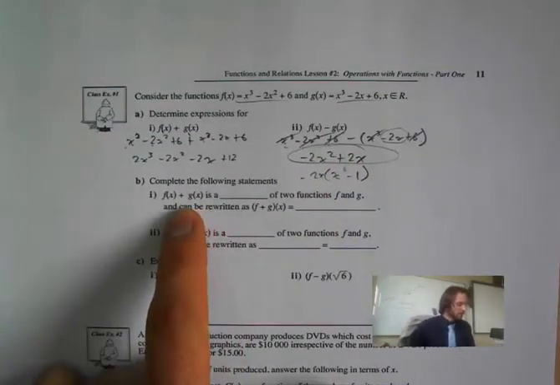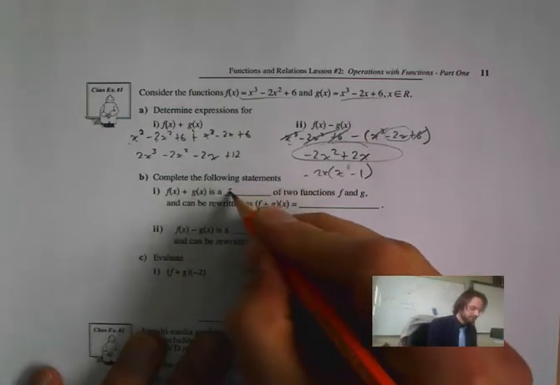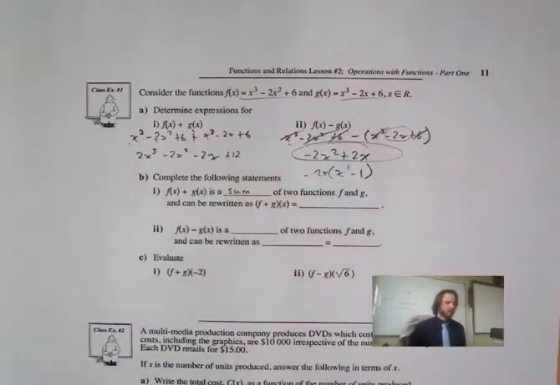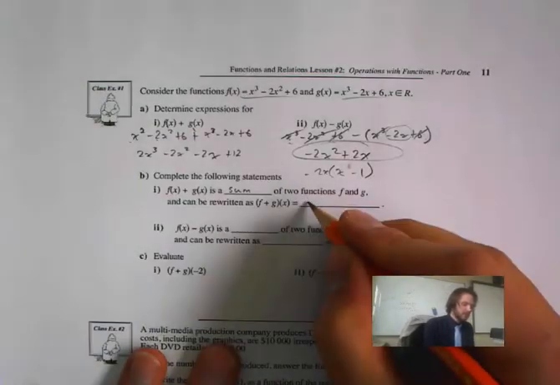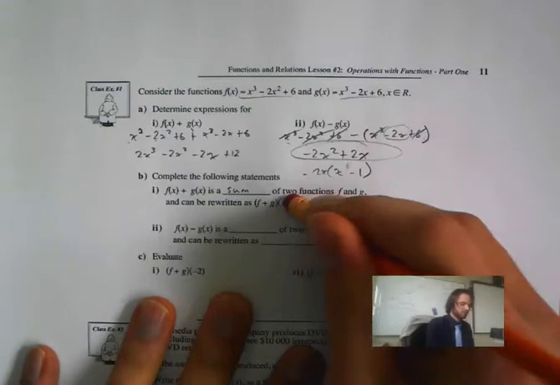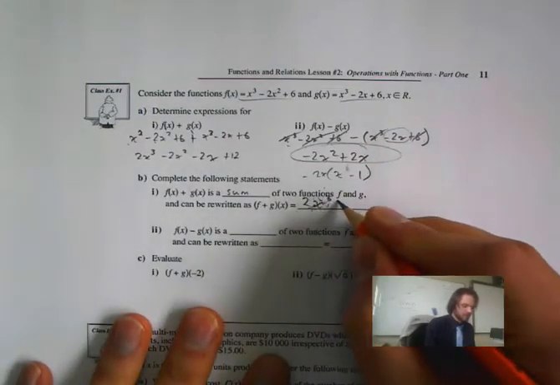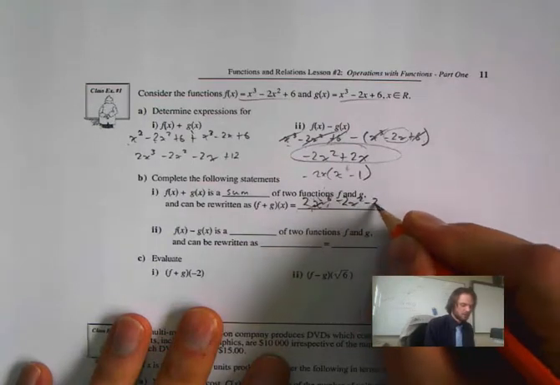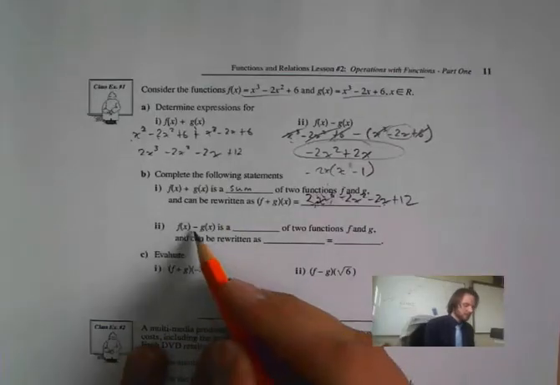All right, now complete the following statements. f of x plus g of x is a sum of two functions f and g, okay? It also can be written as this, which is the same as, in this case, negative 2x, whoops, wrong one, let's copy the subtraction: 2x cubed minus 2x squared minus 2x plus 12. All right, let's take a look at the next one.